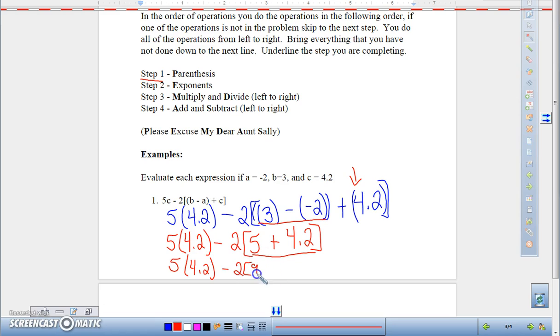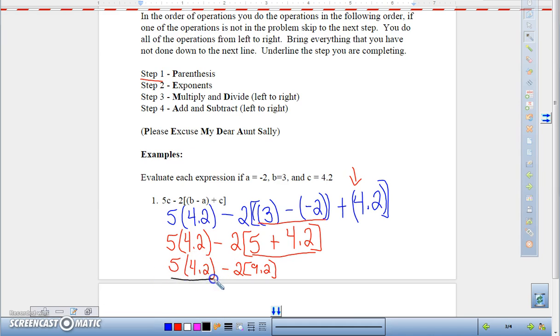And so this becomes 9.2. We've done everything inside parentheses. Parentheses means you have to solve the stuff inside it first. Second step is exponents. If you look at our problem, we don't have any exponents. So we're going to go on to the next step, and it says multiply and divide left to right.